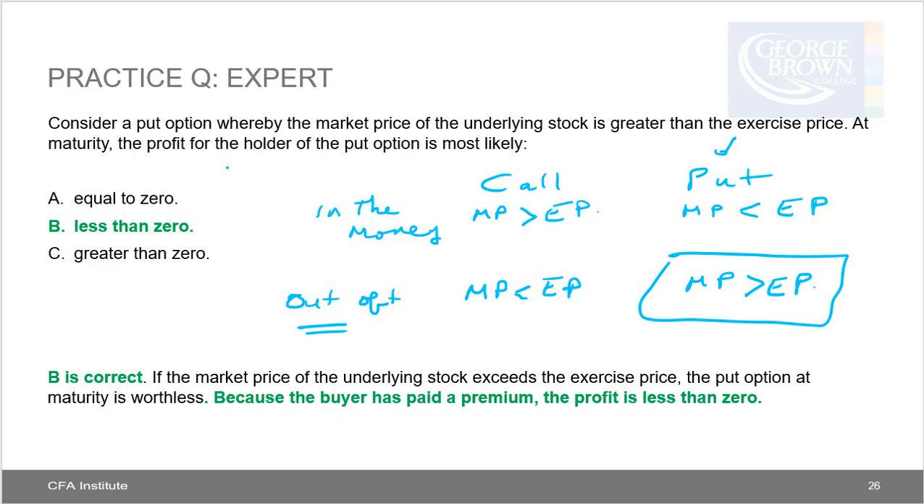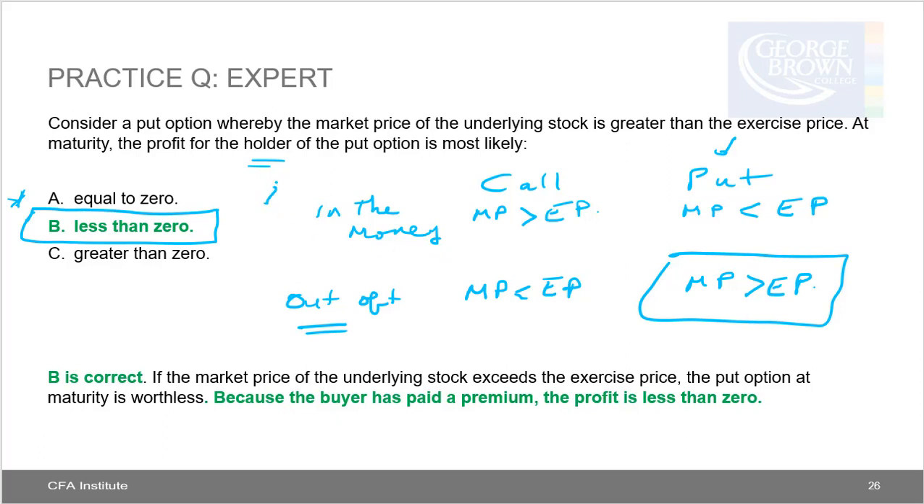But there's just one little trick here. When it's talking about the profit, some people might have said it's equal to 0, but no, don't forget, when I buy an option, if I'm a holder, so it says here, the holder of the put option is the buyer, you've had to pay a premium. So because you've paid that premium, yes, the option is out of the money, but your profit is less than 0 because you had to pay the premium.